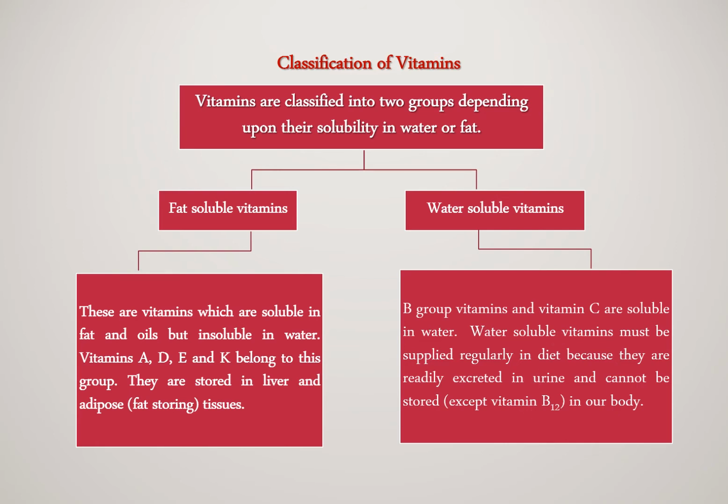Therefore, it is very important that these two vitamins, vitamin B and vitamin C, are regularly supplied in our diet, as they are flushed away along with the urine. They can't be retained in the body. Therefore, they need to be taken in our diet continuously, with the exception of vitamin B12.